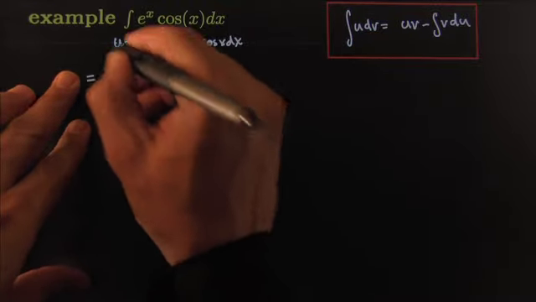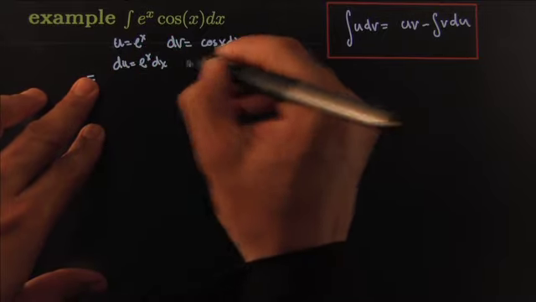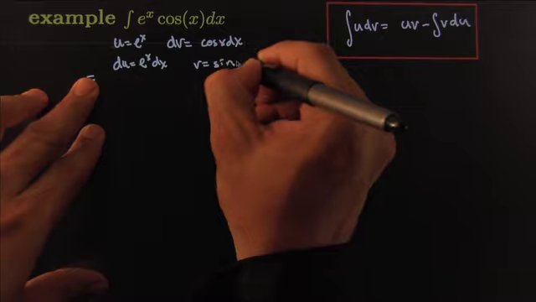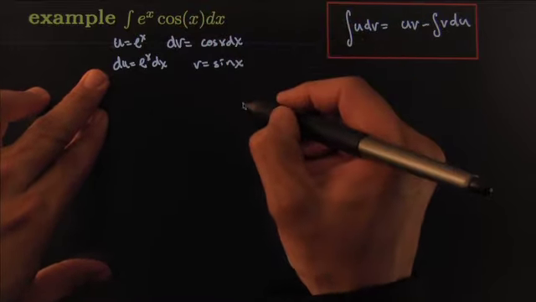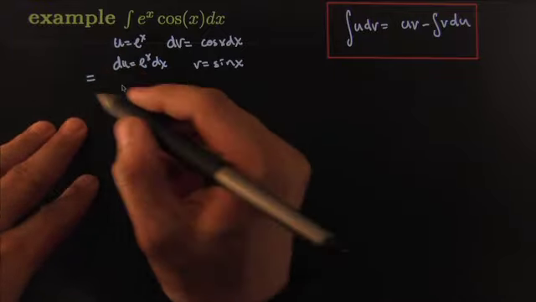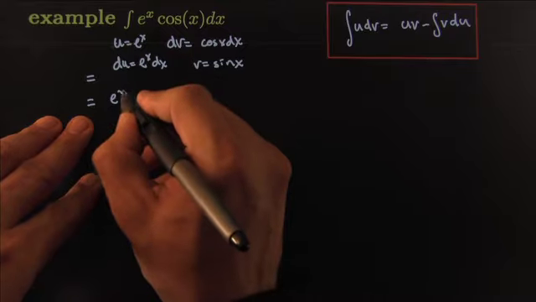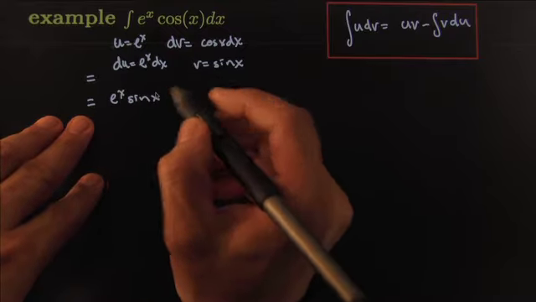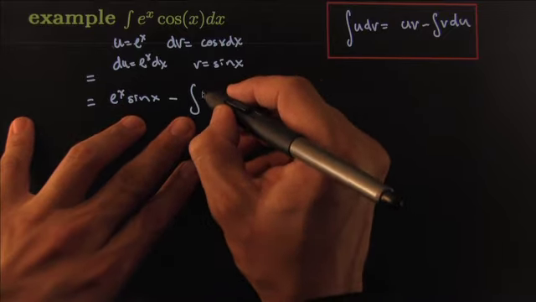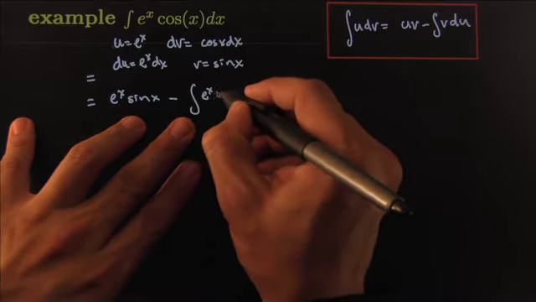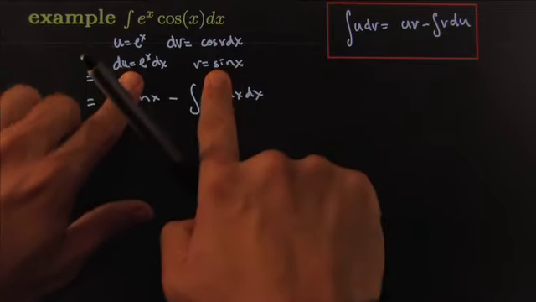And now I have to finish the dictionary here. du is equal to e to the x dx. v is equal to sine of x. Take the derivative here on both sides, take the antiderivative here on both sides. That completes the dictionary. That leaves us with uv, e to the x sine of x, minus the integral of v du, so it will be e to the x sine x dx. That's these two together, v du.